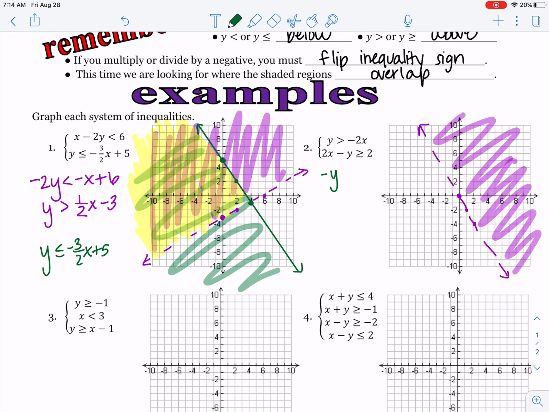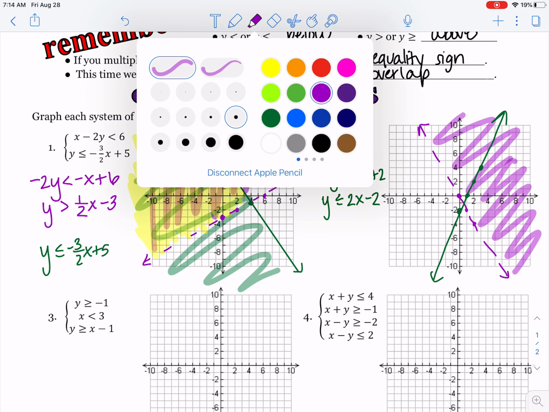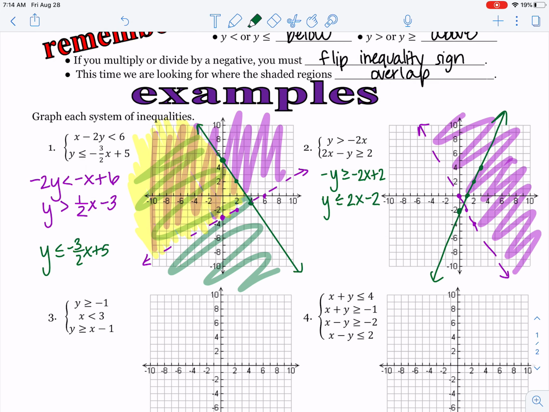I'm going to solve my second one for y, just so it's nice and easy to graph. I have to divide by that negative. Down on the y-axis at -2, and then up 2 over 1. Solid line this time. And I am interested because it's y is first and it's less than. Interested in what's below. And then my final solution is where those 2 overlap.